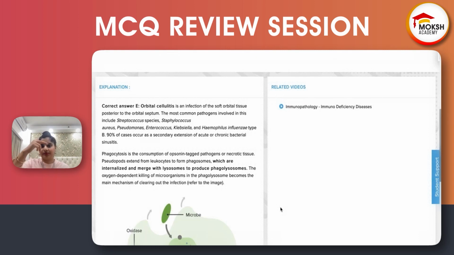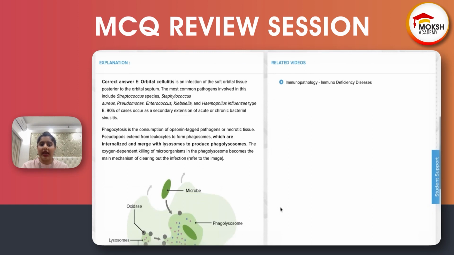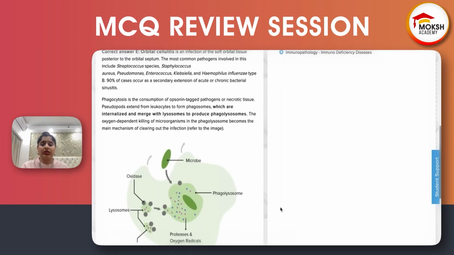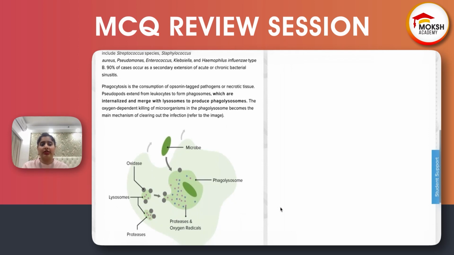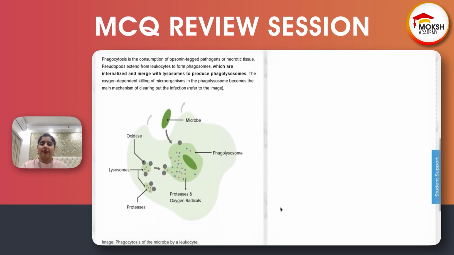So it spreads, right? Now, phagocytosis is what? It's a consumption of opsonin-tagged pathogens or necrotic tissue. Pseudopods extend from leukocytes to form phagosomes, which are internalized and merge with the lysosome to form your phagolysosome. The oxygen-dependent killing happens in these, and becomes the main mechanism, correct?